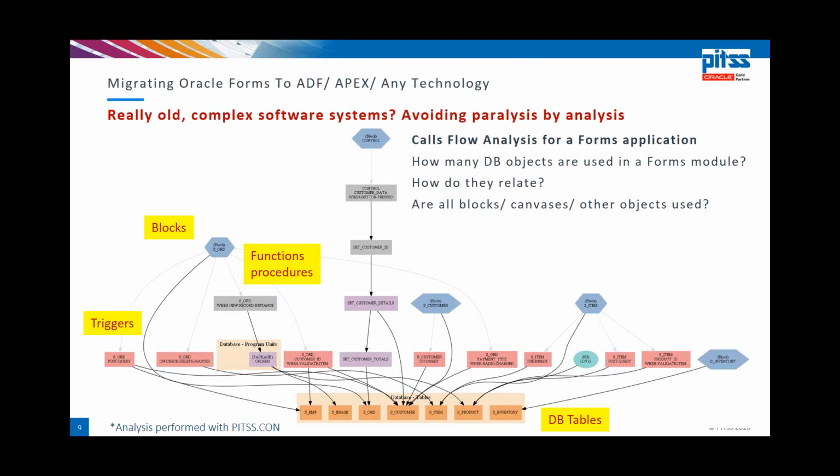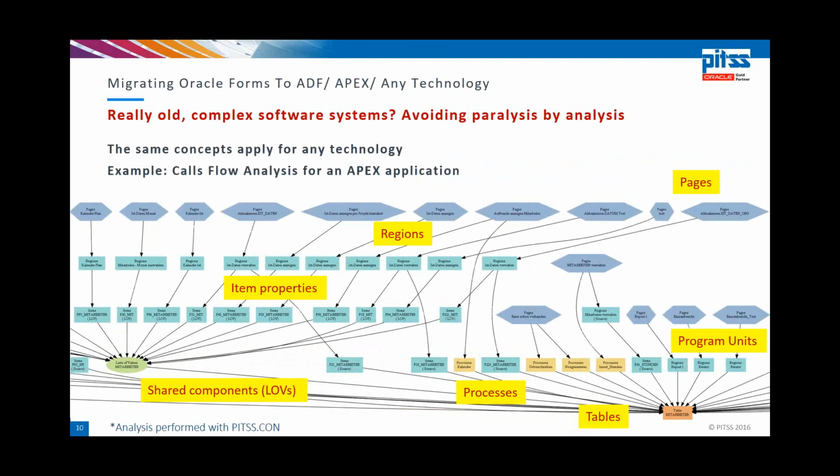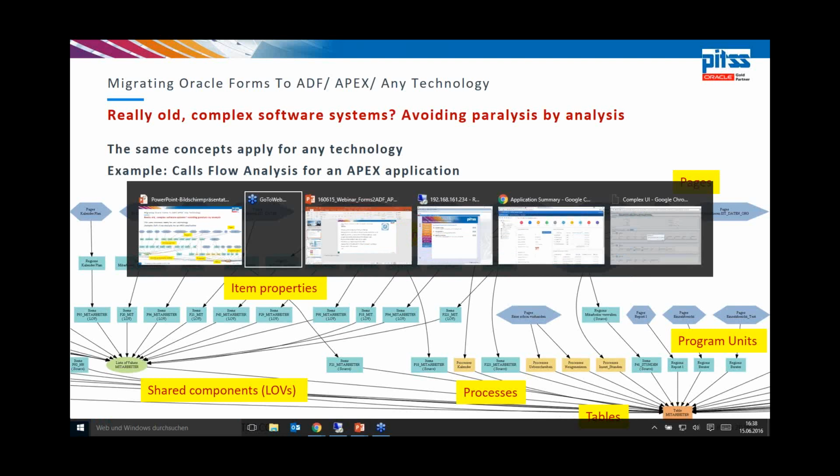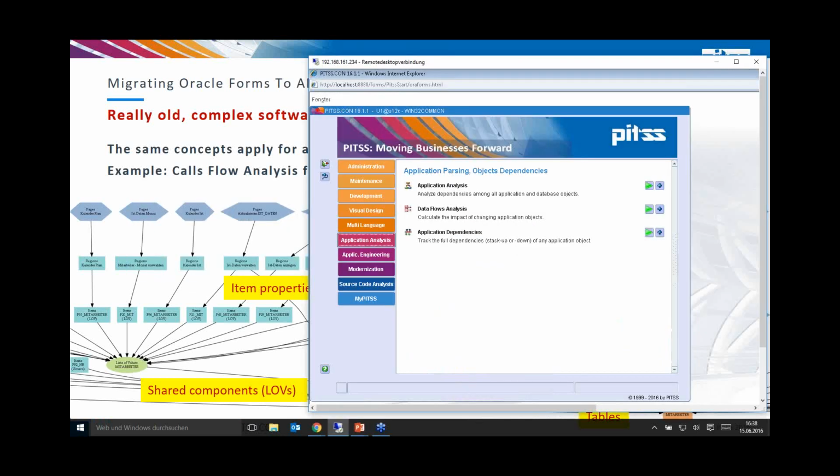And these analyses are not only applicable to Forms, but they are equally useful in any other technology. So I'll give you on the next slide an example of a similar Apex analysis. So it's also a flow of calls starting from pages, going down to the database table Mitarbeiter, which is employees in German. This was a German application analyzed here. Yes, and I can demo how this process is performed at PITSS just to have a quick understanding.